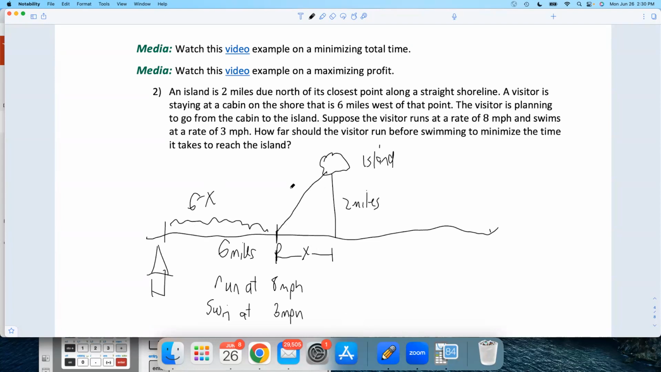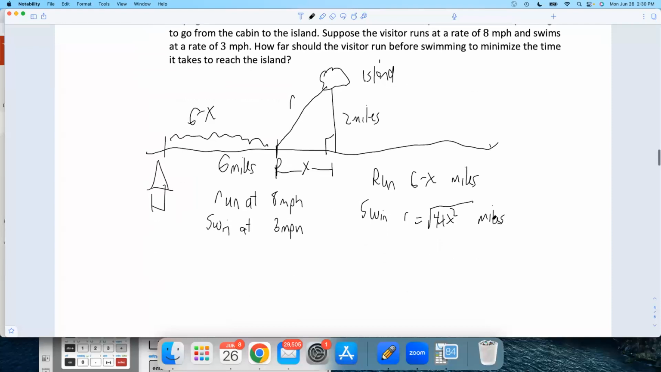Let's call this distance that we're swimming here r. So we're going to run for 6 minus x miles. And we're going to swim for r miles. But what is r? We've got a right triangle here. Just Pythagorean, r would be the square root of 4 plus x squared miles. Okay. So there's our setup. We've got a nice, well-drawn, labeled picture. We've defined all of our variables.